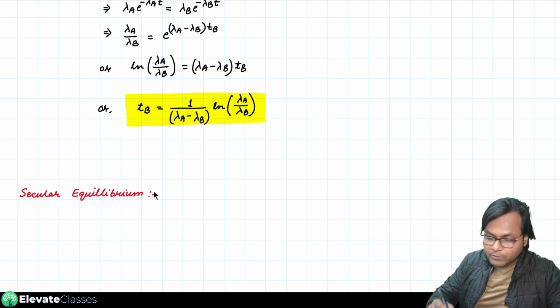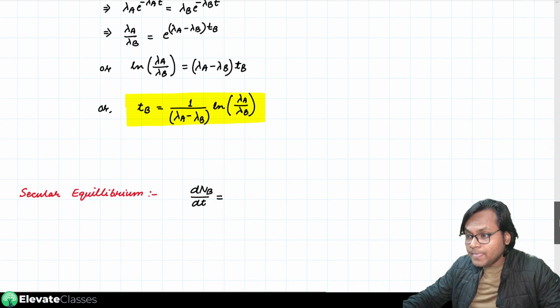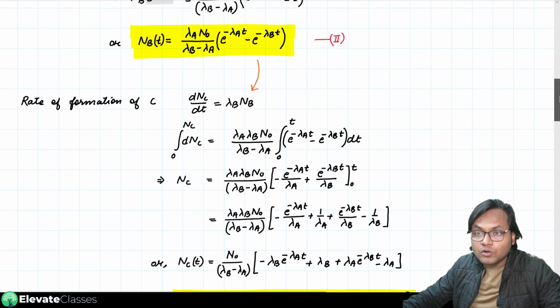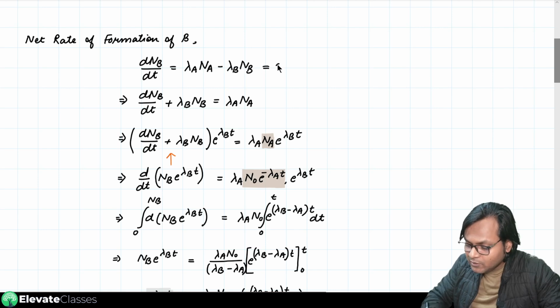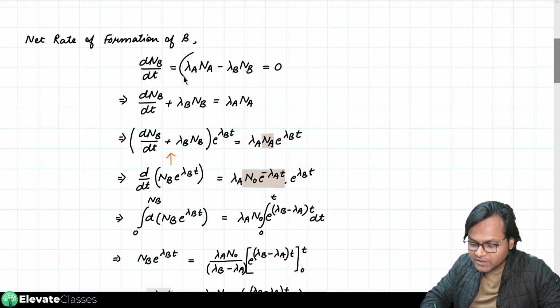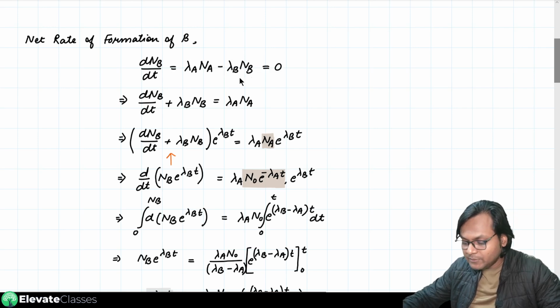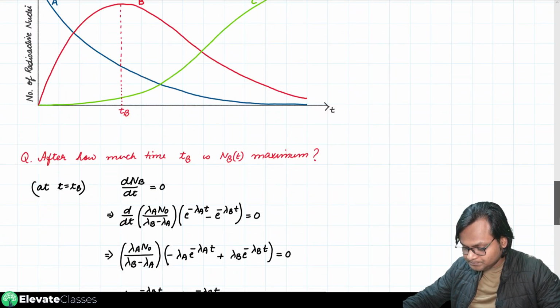So the secular equilibrium is when the rate at which the intermediate radioactive nuclei is being formed and is decaying is exactly equal. That means this expression that we had is equal to 0. The rate at which it is being formed and the rate at which it is decaying is exactly equal, so lambda A N_A minus lambda B N_B is exactly equal to 0.